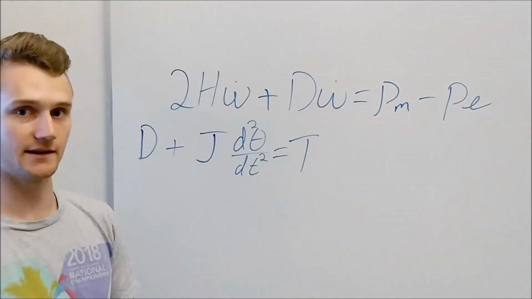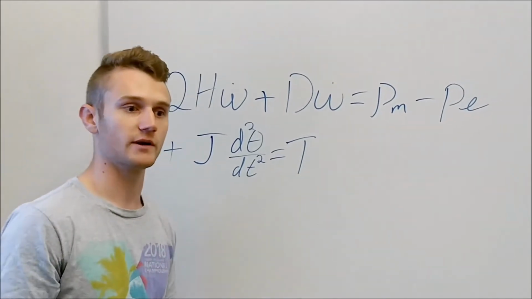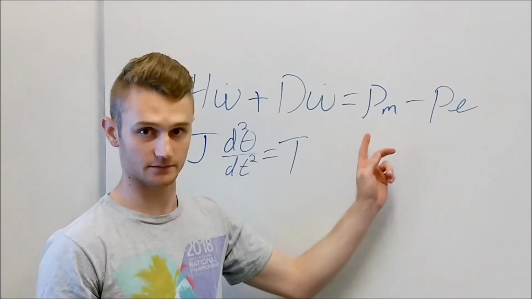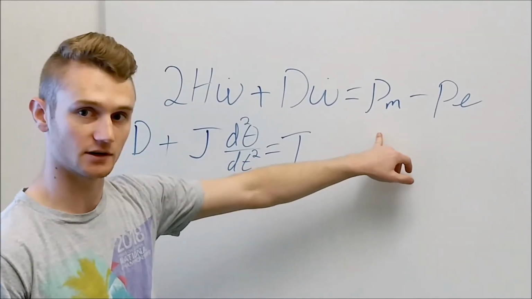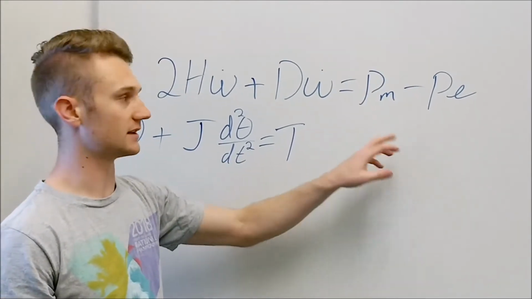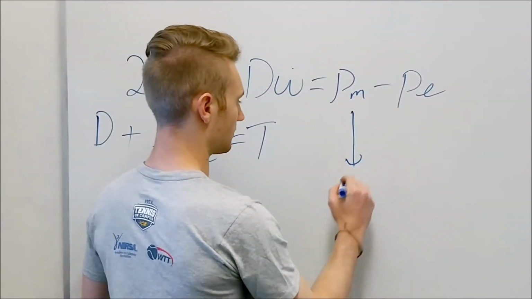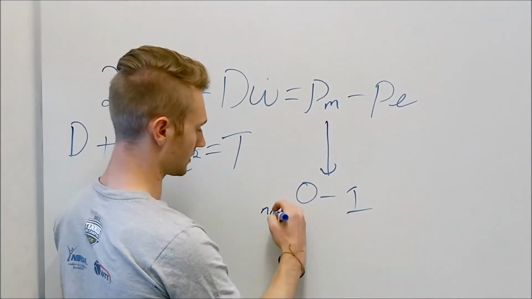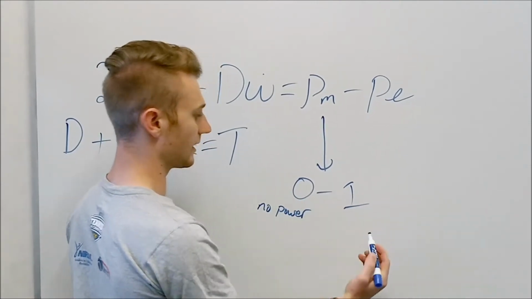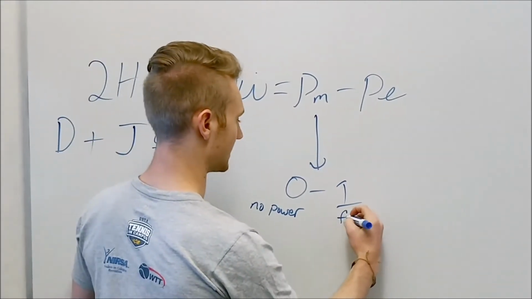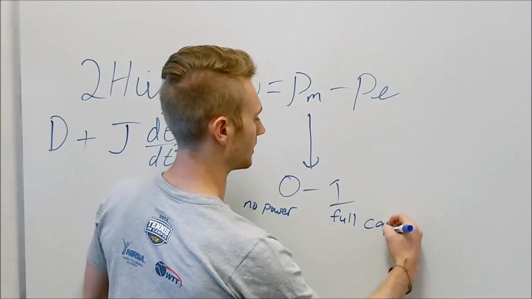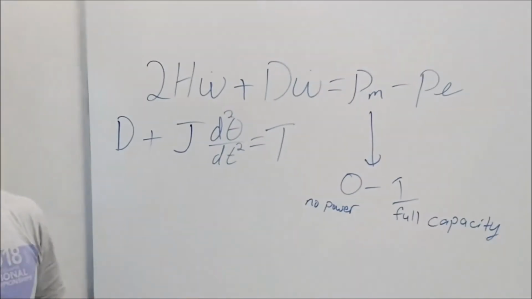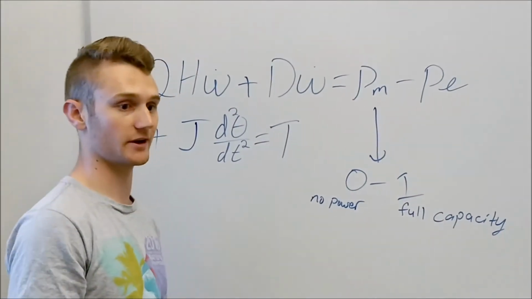In order to simplify the analysis of this differential equation, we have to perform some normalization. What I mean by that is in these two power terms, this PM term is the mechanical power, and its value is going to be from 0 to 1, with 0 meaning no power, and 1 being full capacity. Essentially, this PM term is the fraction of the total capacity of the grid that we're at.